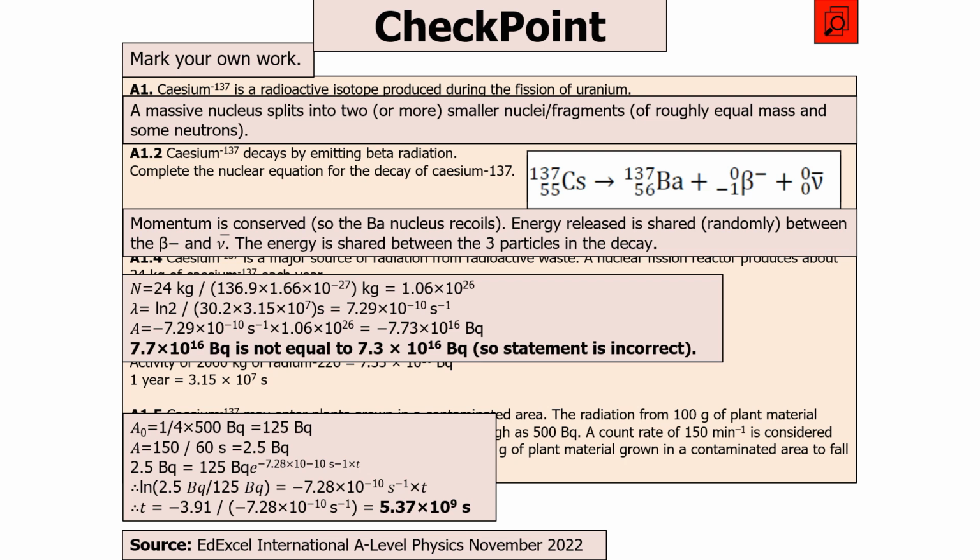So therefore we can do A equals A0 e to the power minus lambda t, pop in all the values, we can then use that to work out what lambda is, and therefore t is going to be 5.37 times 10 to the 9 seconds.